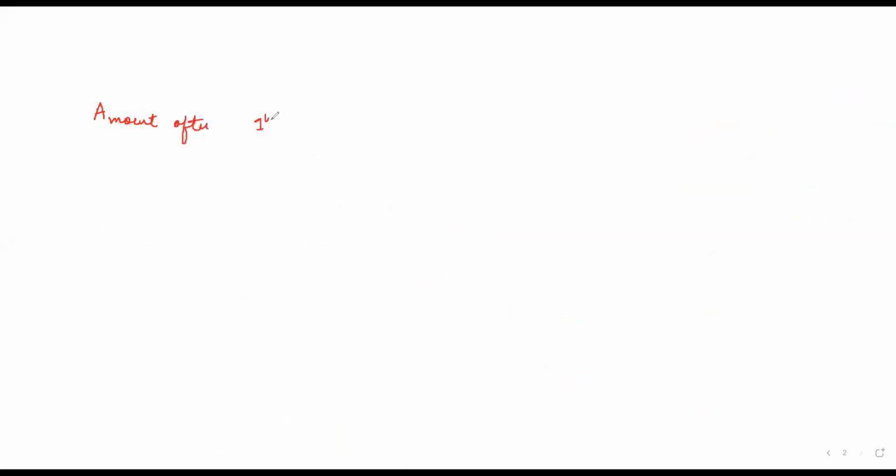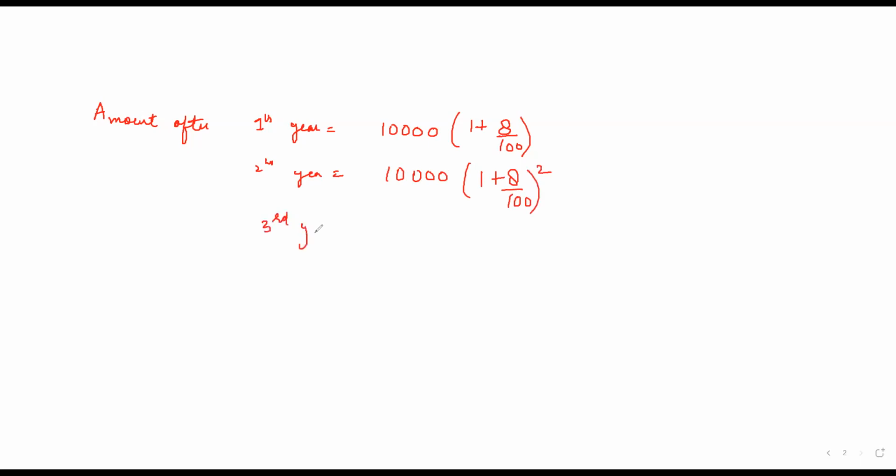How much will be the amount after first year? So this is how we write. We write the principal amount here, into 1 plus the rate of compound interest, 8 upon 100. So this is the formula. And after second year, it is 10,000 into 1 plus 8 upon 100 to the power 2. Similarly, third year, it will be 10,000 into 1 plus 8 upon 100 to the power 3 and so on. So is this an AP?